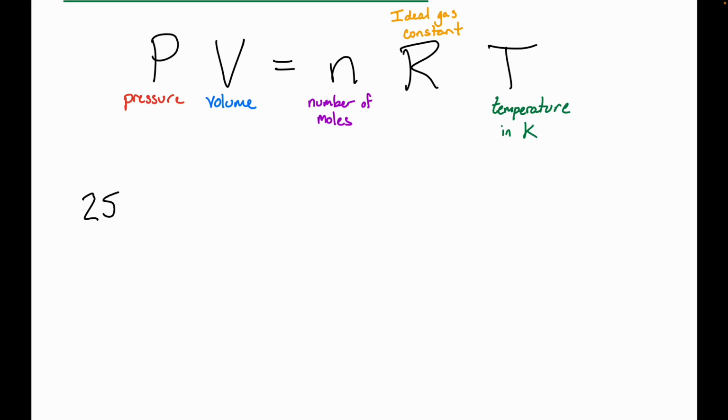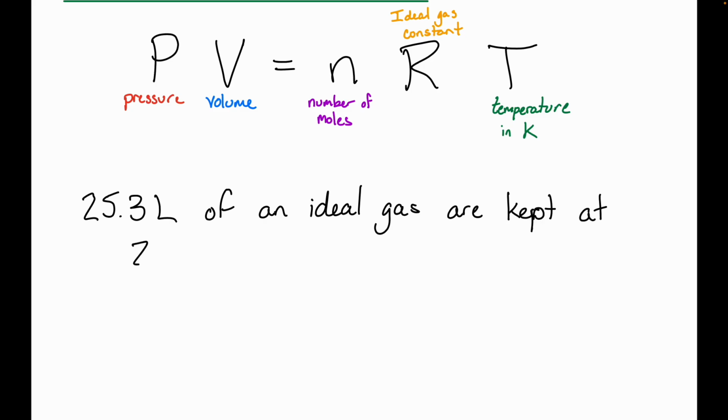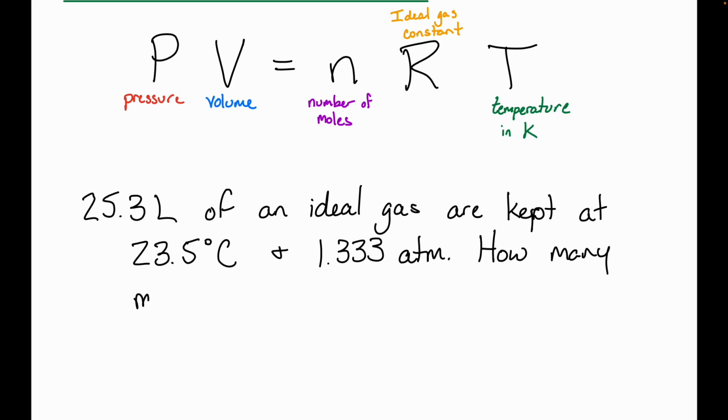All right, 25.3 liters of an ideal gas are kept at, let's say, room temperature, 23.5 degrees Celsius, and 1.3 ATM. How many moles of gas are in our sample?